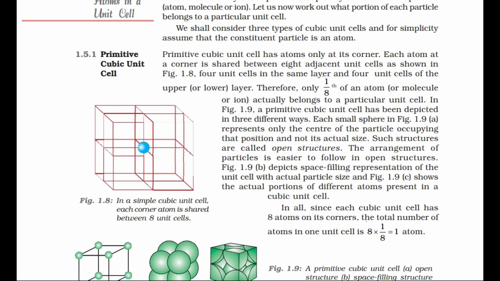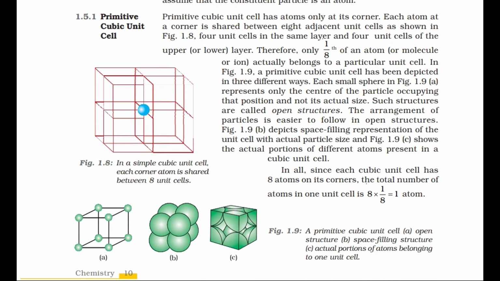In figure 1.9, a primitive cubic unit cell has been depicted in 3 different ways. Each small sphere in figure 1.9 represents only the center of the particle occupying that position and not its actual size. Such structures are called open structures. The arrangement of particles is easier to follow in open structures. Figure 1.9b depicts the space-filling representation of the unit cell with actual particle size, and figure 1.9c shows the actual portions of different atoms present in a cubic unit cell.